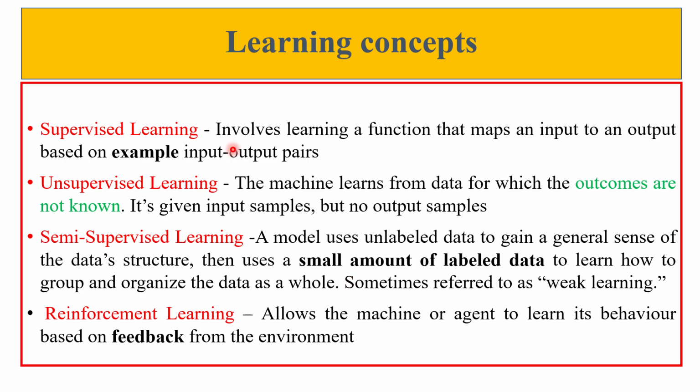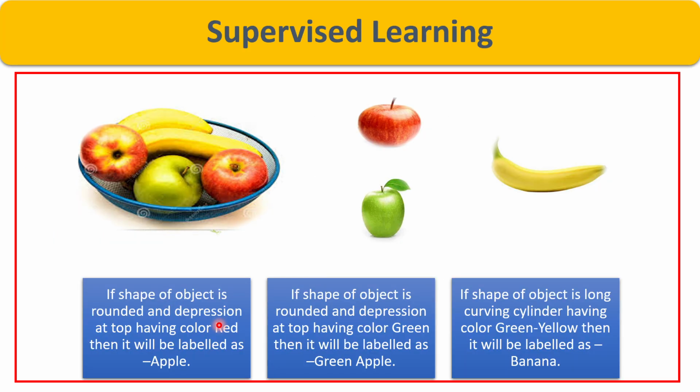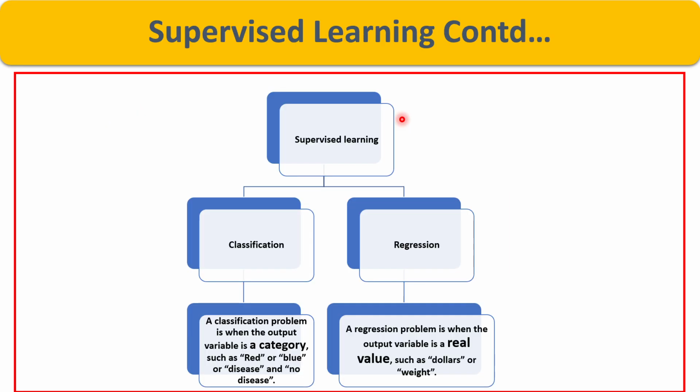So there are four basic types: supervised learning, unsupervised learning, semi-supervised learning, and reinforcement learning. We'll see one by one. In supervised learning, we have some label data with some known facts we are trying to find. For example, if the shape of the object is given as round and it's red in color, then you can say these are the classes available. If you are giving the information like this, then you can decide this may be an apple.